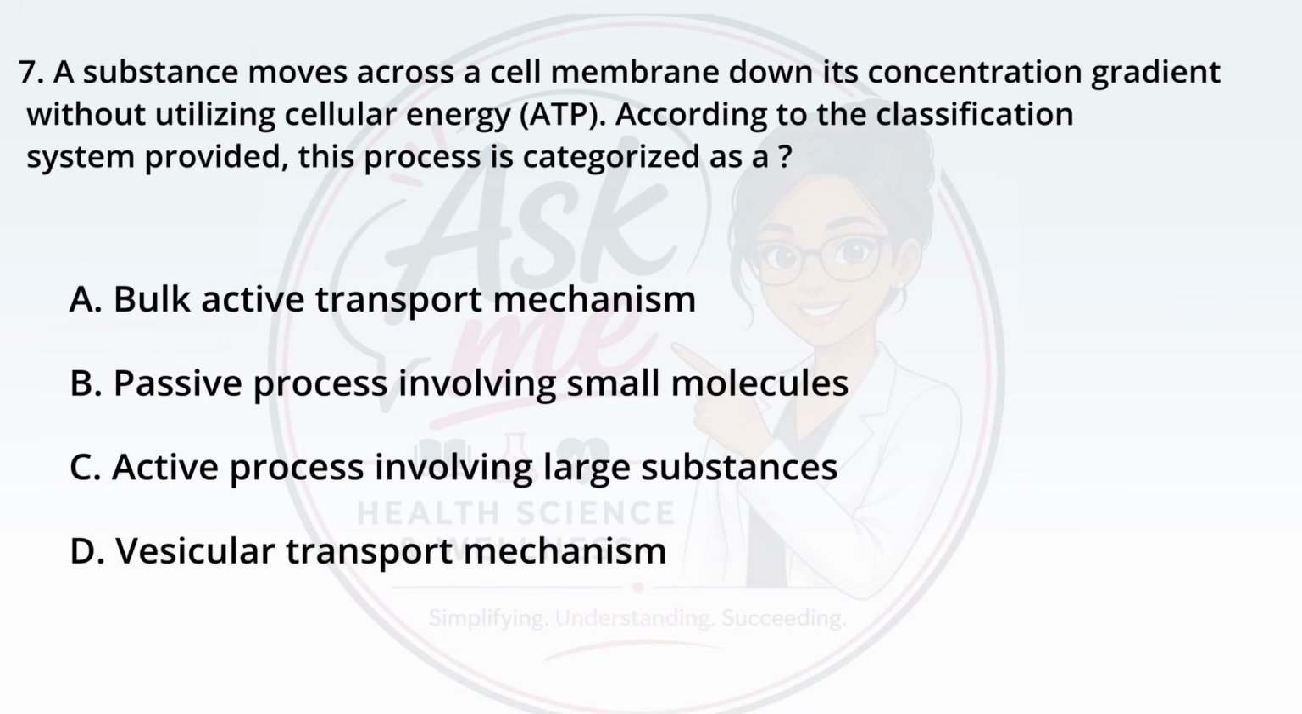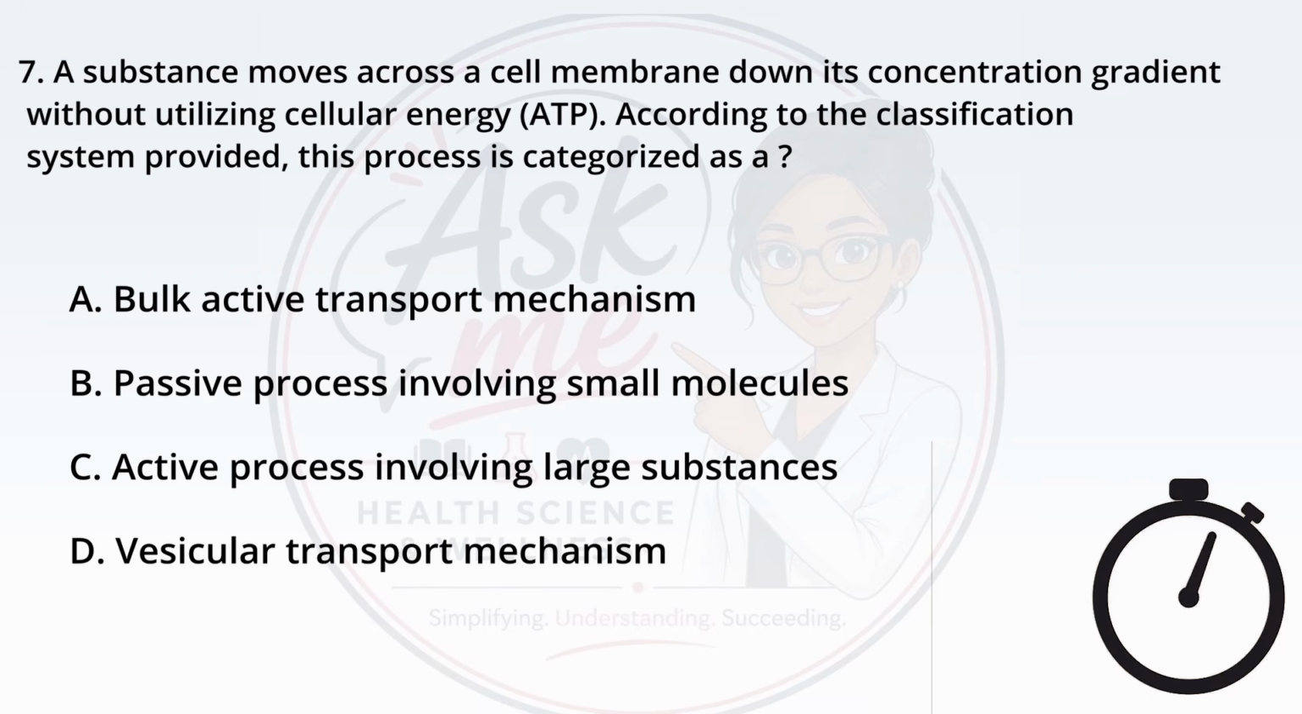Question 7. A substance moves across a cell membrane down its concentration gradient without utilizing cellular energy, that is, its ATP, according to the classification system provided. This process is categorized as a B.